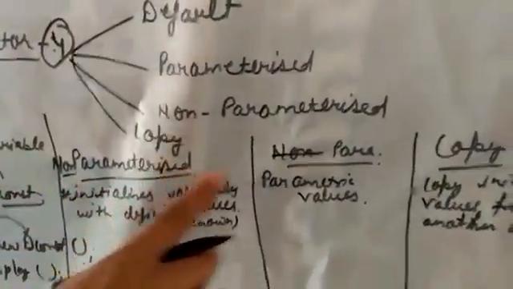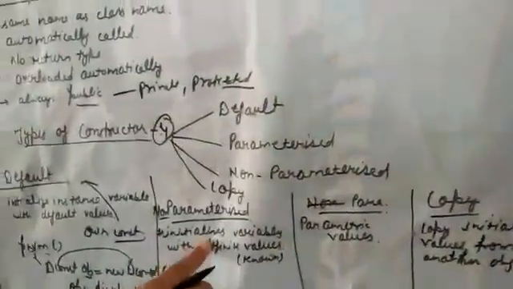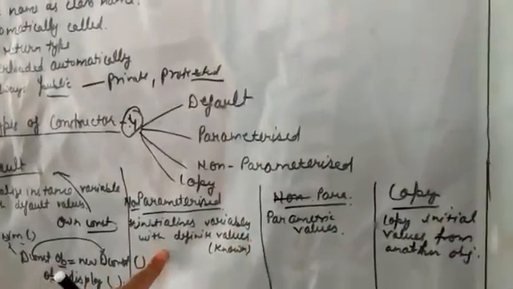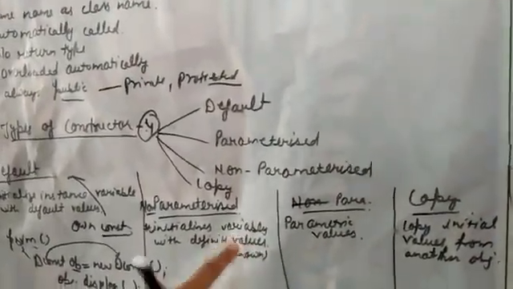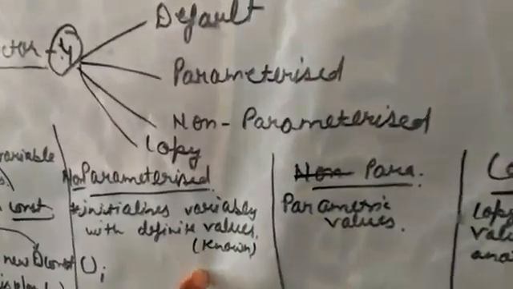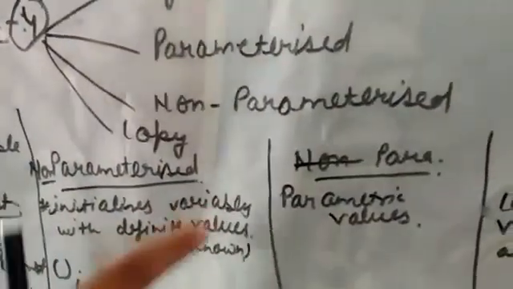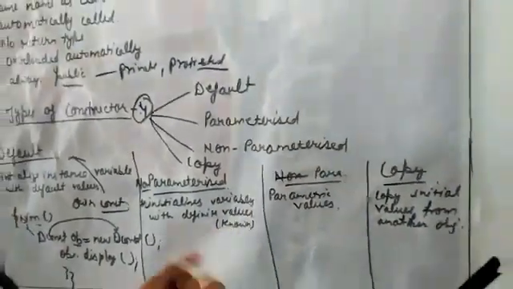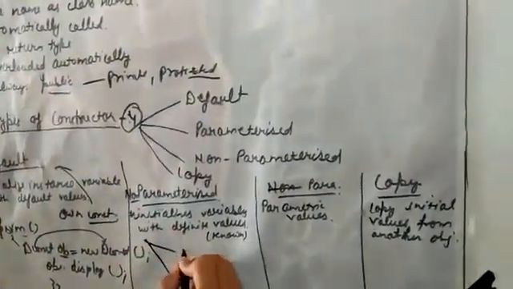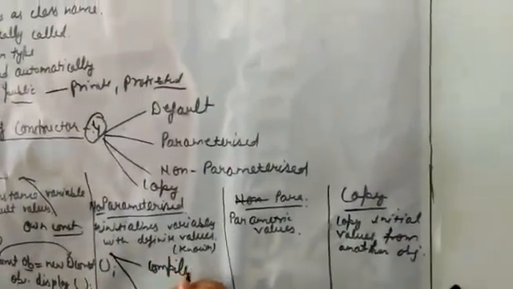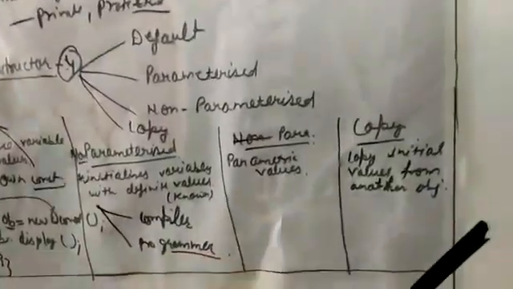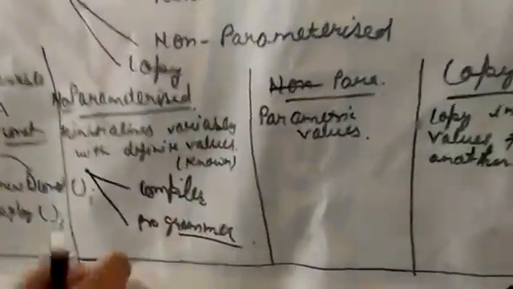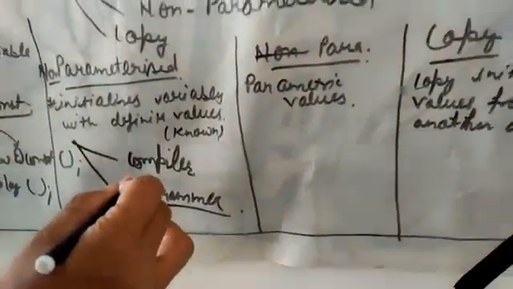Now the second one is the non-parameterized constructor. A non-parameterized constructor initializes the variables of an object with definite values. Getting? It has definite values. This constructor is defined with the constructor name along with an empty parameter list. It means it can be created in two ways: by the compiler or with the help of the programmer.